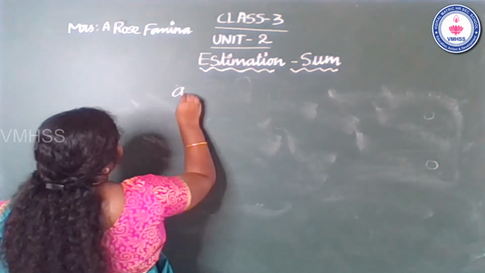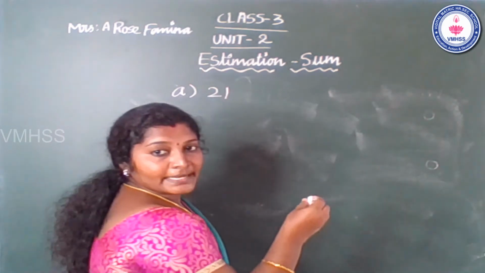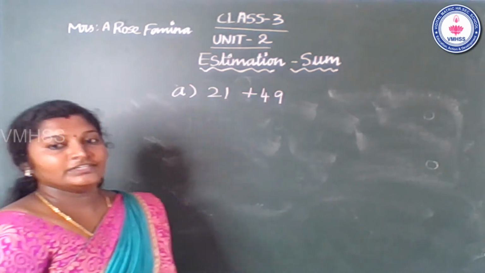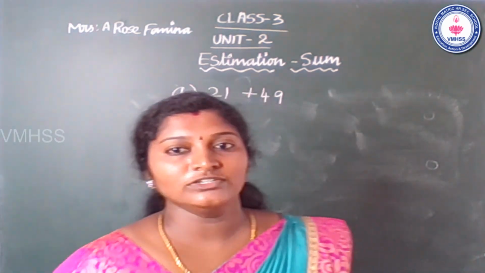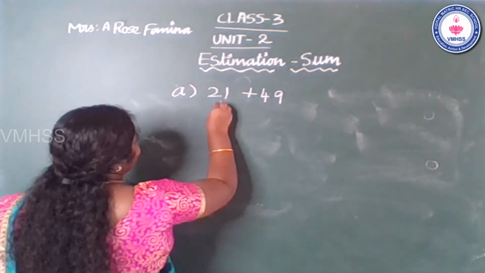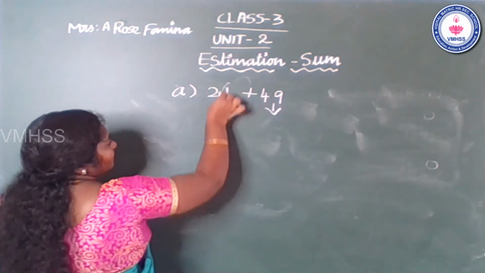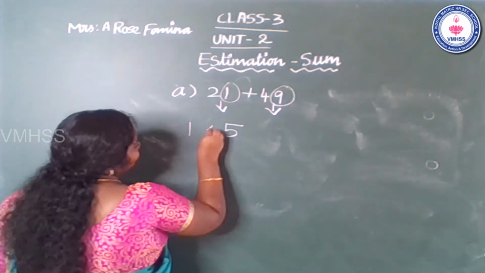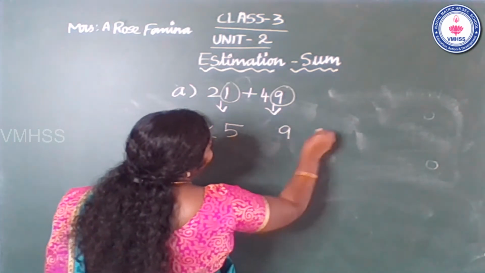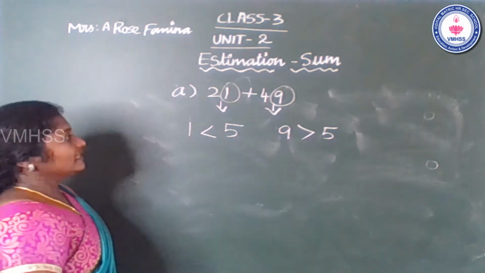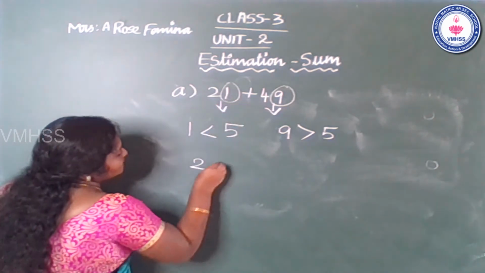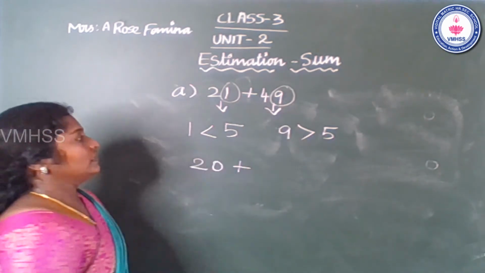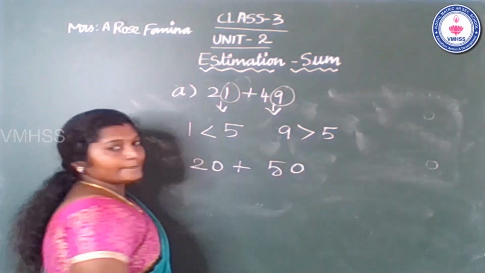So, first sum: 21 plus 49. What is the first step? Very good. Round up the value. So 21 and 49. You compare the first number, 1 and 5. It is less than 5. Then 9, compare with 5. It's a greater value. So 21 is rounded to 20, plus 49. 9 is the greater value, so the rounded value is 50.